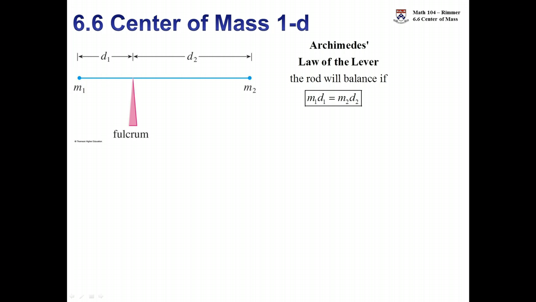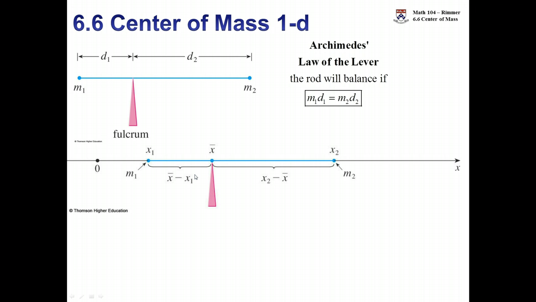And so now let's take this and place it on the x-axis, on the positive part of the x-axis. So we have mass 1 on the left, mass 2 on the right. And we're trying to find out, where's this center? Where do we place the fulcrum in order to get a balance? We call that place x bar.